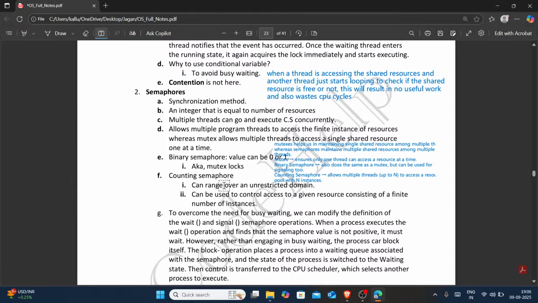Semaphores can be used to control access to a given resource consisting of a finite number of instances. Finite number of instances, finite number of resources. There are resources, and the finite number is shared by multiple threads.